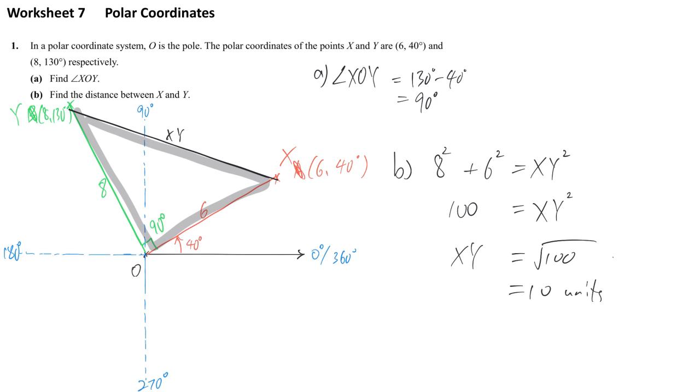Be reminded that you should write down that XY is equal to negative square root 100, which gives you negative 10, but this is rejected because XY is talking about the distance. So that's why XY is 10 units. That's how you finish question 1.